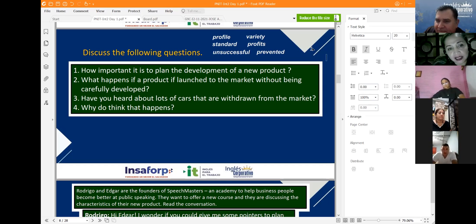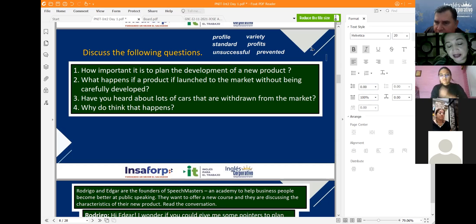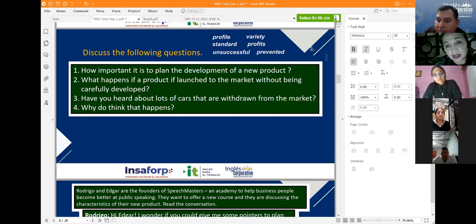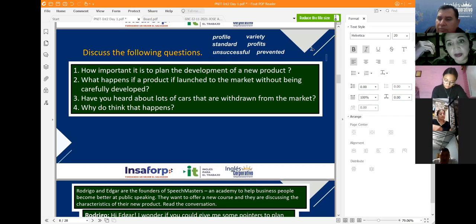If a product is launched to the market without being carefully developed, there is a higher probability of loss and other impacts. Maybe you don't know your market, your competitors. And it's possible that you don't have a good strategy to respond to different events, and it's easier to leave the market in the short term.